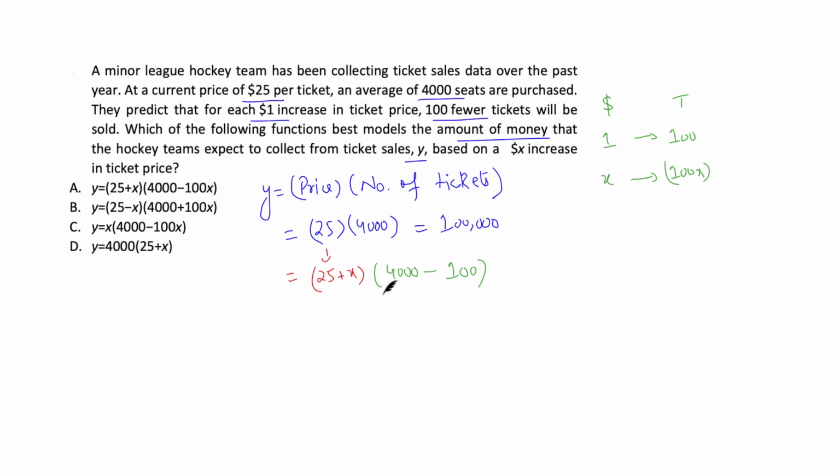So we are basically looking at X and 100X. We are looking at option choice A, 25 plus X times 4,000 minus 100X. It's a quadratic function.